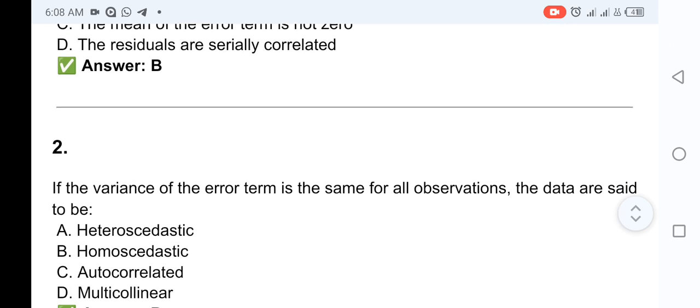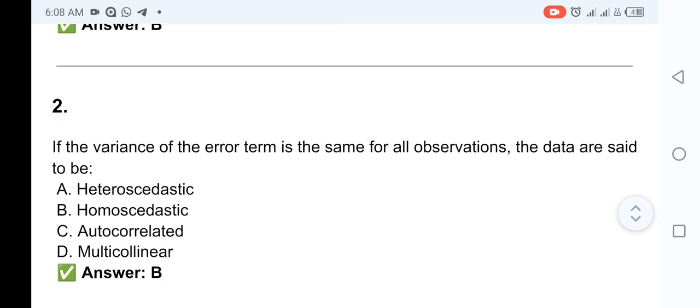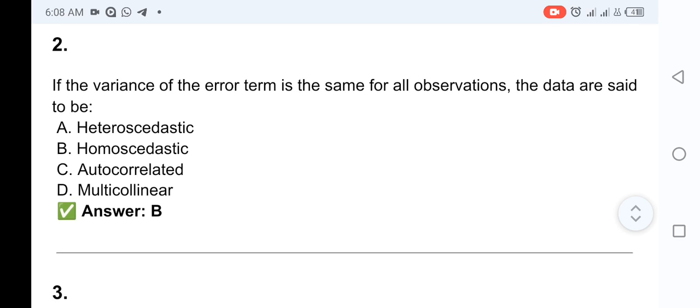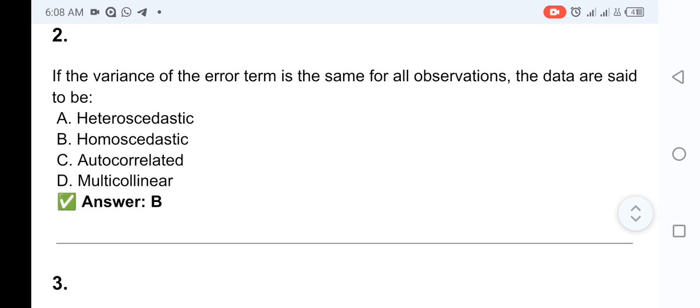2. If the variance of the error term is the same for all observations, the data are said to be: A. Heteroscedastic, B. Homoscedastic, C. Autocorrelated, D. Multicollinear. Answer B.